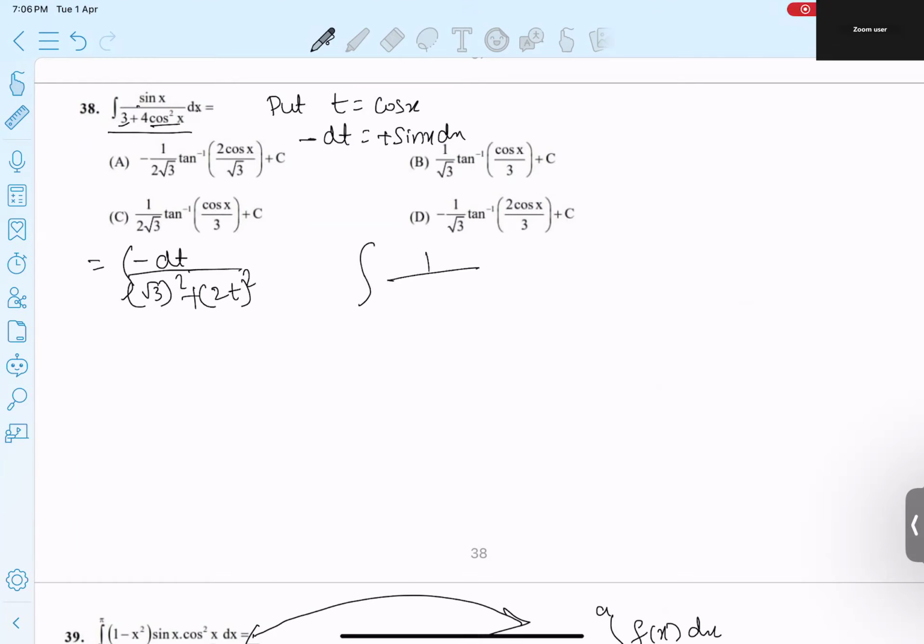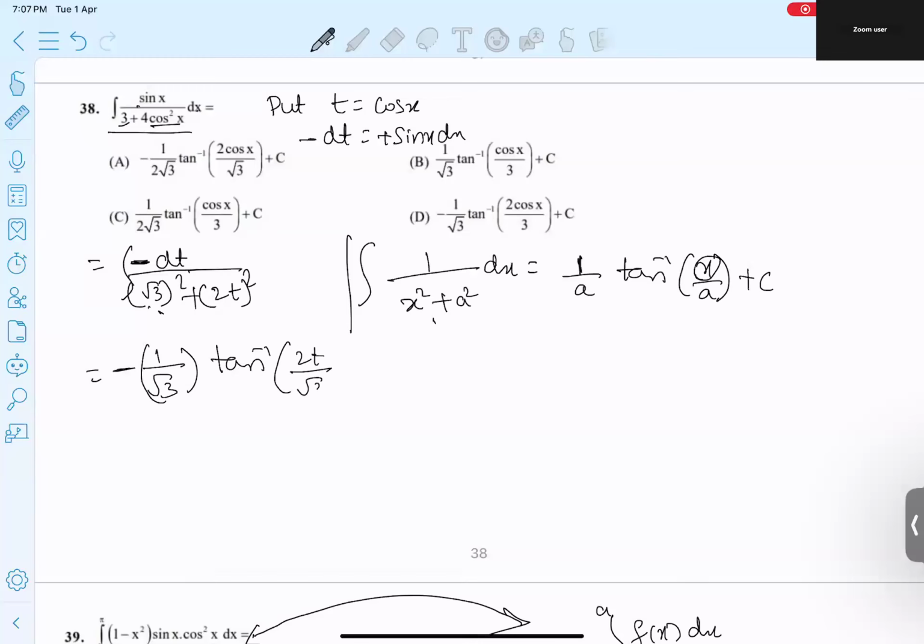We have an identity: integral of 1 by x square plus a square dx is 1 by a tan inverse x by a. So keeping this in mind, comparing these two, we'll get a minus sign outside. 1 by a, in place of a we have root 3, tan inverse x by a, 2t by root 3. But don't forget to differentiate this 2t, because we have this formula only for single variable x, but we have 2t. What does differentiating 2t give? It is 2. We have to divide by 2, not multiply.